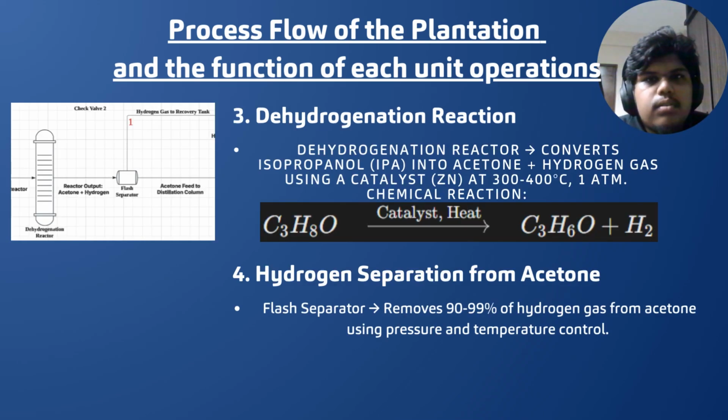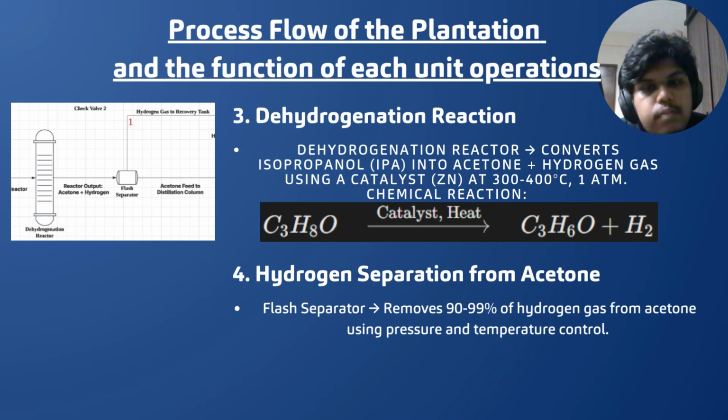All right, now we're into the third and fourth processes of the plant. The third process, the dehydrogenation reaction, requires the dehydrogenation reactor, of course, and it converts isopropanol into acetone plus hydrogen gas using a zinc catalyst at 300 to 400 degrees Celsius, 1 atm pressure. And the chemical reaction, as you see there, is from isopropanol, we get acetone plus hydrogen gas.